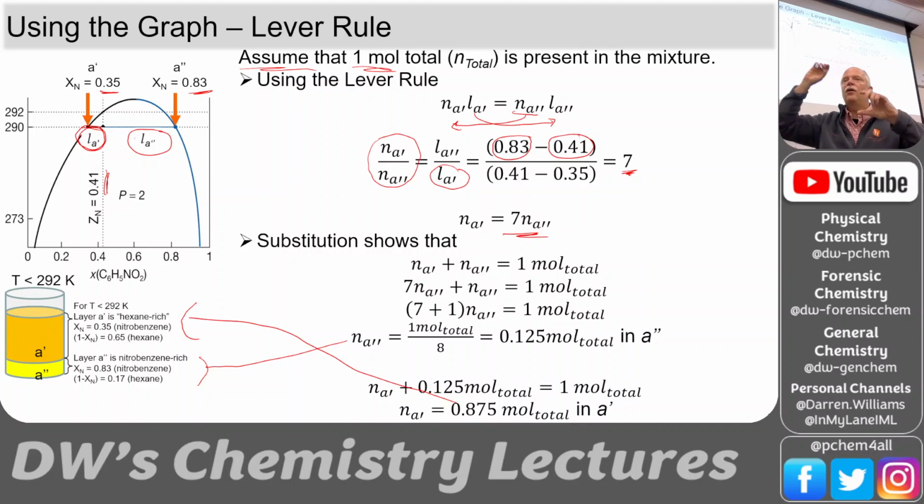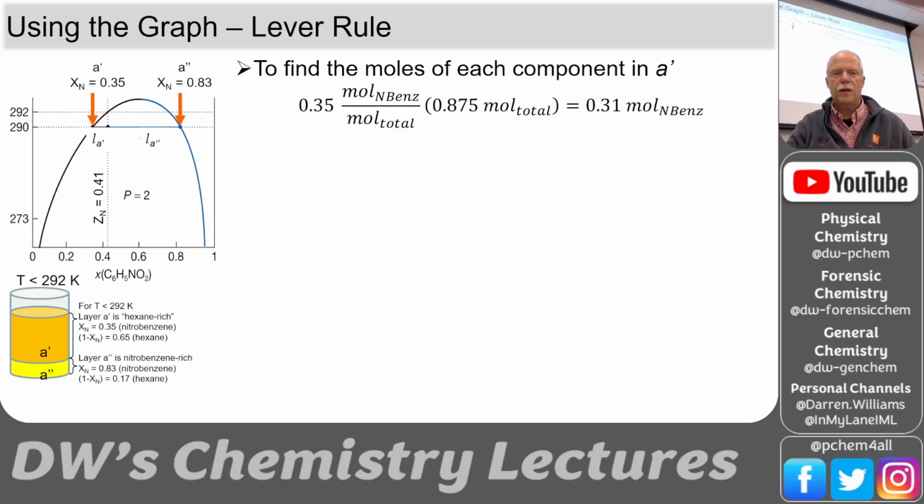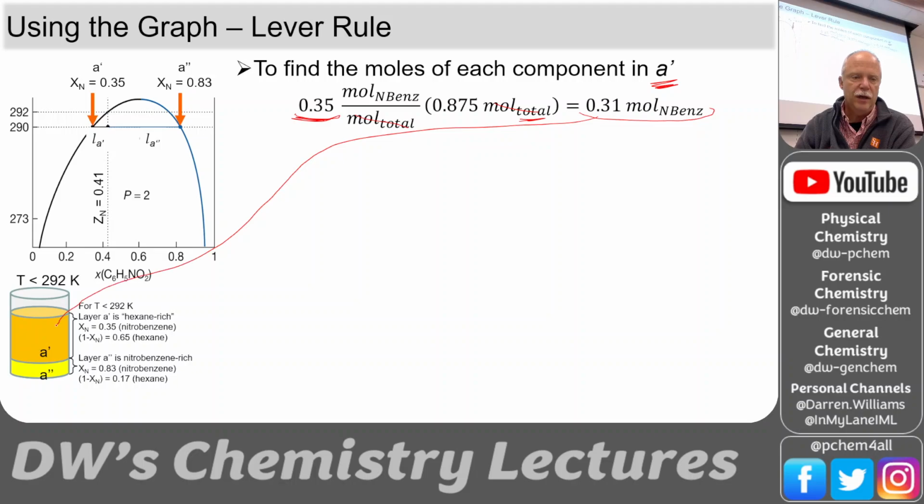So that's good. We now know how many moles are in each layer. Now we can use the mole fractions in each of those to come up with the moles of nitrobenzene and moles of hexane in each of the layers. So this is in A prime. A prime has this many total moles, and it is 0.35 mole ratio of nitrobenzene in moles total. So the moles total cancel, and we end up with 0.31 moles of nitrobenzene in A prime. So that's how many nitrobenzene moles are in this layer right there.